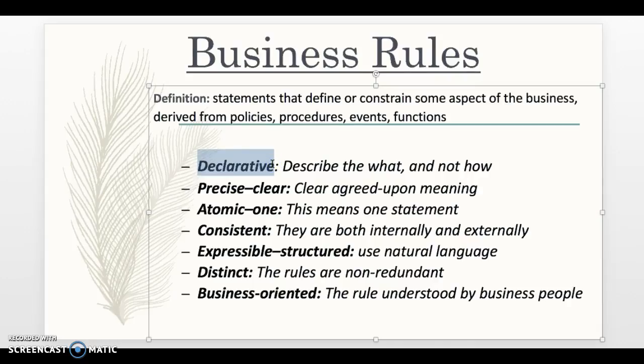Good business rules need to be declarative, which describes what the business rule is, not how it is implemented. Precise means it's clear what the business rule is. Atomic, the business rule is a single statement. It has to be expressible, meaning it uses natural language and is structured. A business rule is distinct, meaning non-redundant. A business rule is business-oriented, understood by business people.